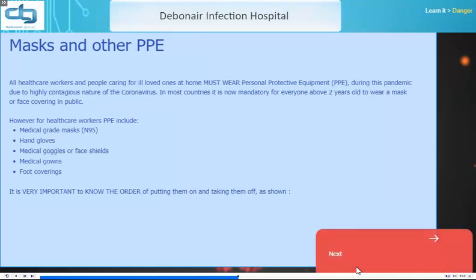Masks and other PPE. All healthcare workers and people caring for ill loved ones at home must wear personal protective equipment, PPE, during this pandemic due to the highly contagious nature of the coronavirus. In most countries it is now mandatory for everyone above 2 years old to wear a mask or face covering in public. However, for healthcare workers, PPE includes medical-grade masks, N95, hand gloves, medical goggles or face shields, medical gowns, foot coverings. Note: it is very important to know the sequence of putting PPE on and taking PPE off as shown. Click the next button below to continue.